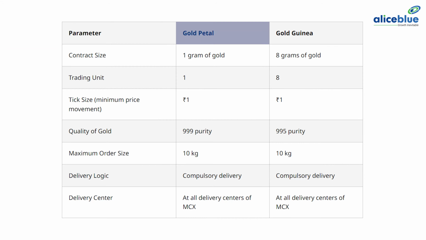Now let's learn the difference between Gold Petal and Gold Guinea in MCX. The primary difference lies in their contract sizes. Gold Petal represents 1 gram of gold, while Gold Guinea represents 8 grams of gold. And the purity of Gold Petal is 999, while in Gold Guinea it is 995. As you can see on the screen, the other parameters remain the same. So yeah, now that we know the differences, let's dive into the contract specifications of Gold Guinea.